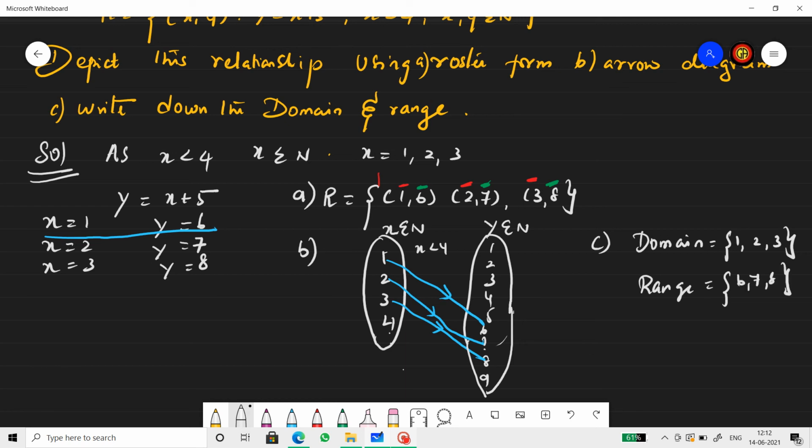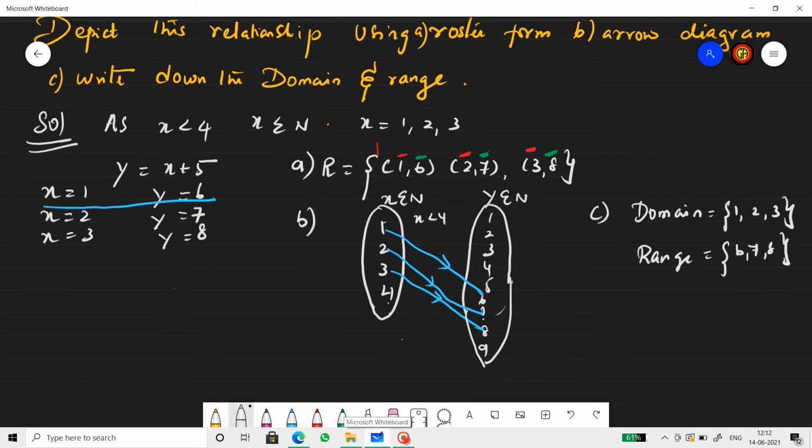Now, I'm going to add one more subdivision to this question. Let's consider they ask us to find the codomain of the set. Codomain. What is codomain? Codomain is the set where the range belongs. Or I can say range set is a subset of the codomain set.